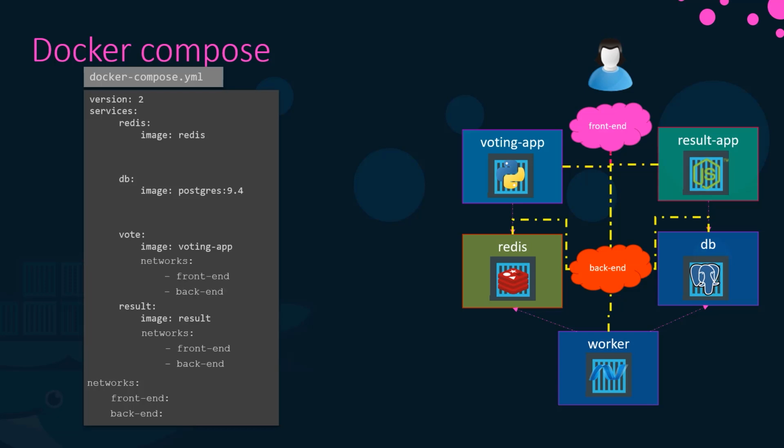In case of the front-end applications, such as the voting app and the result app, they're required to be attached to both a front-end and backend network. You must also add a section for worker container to be added to the backend network. I have just omitted that in this slide due to space constraints. Now that you have seen Docker Compose files, head over to the coding exercises and practice developing some Docker Compose files.